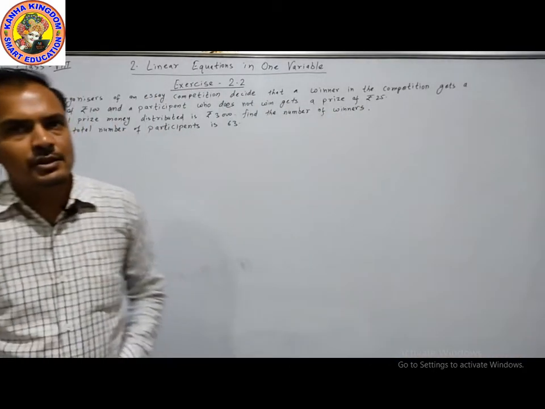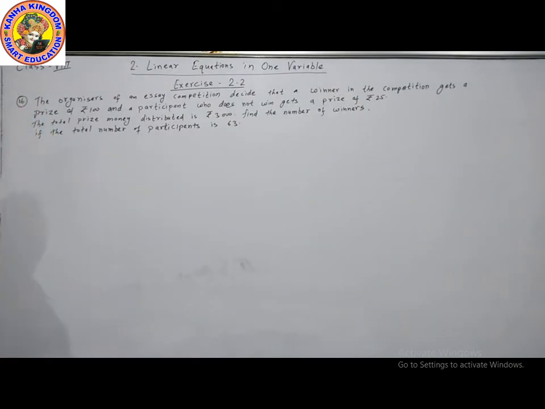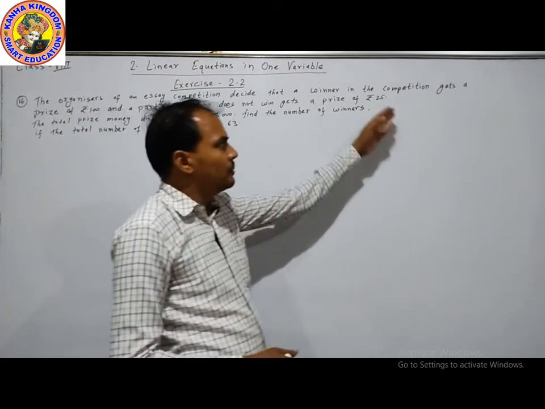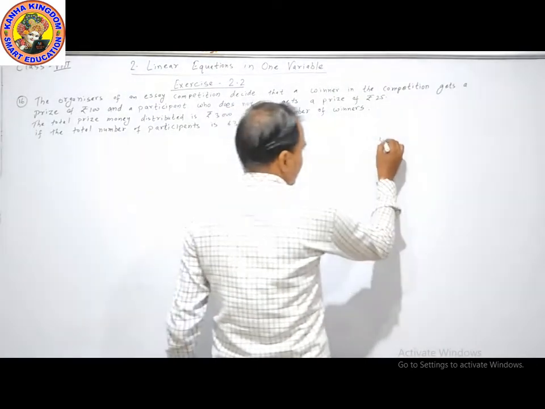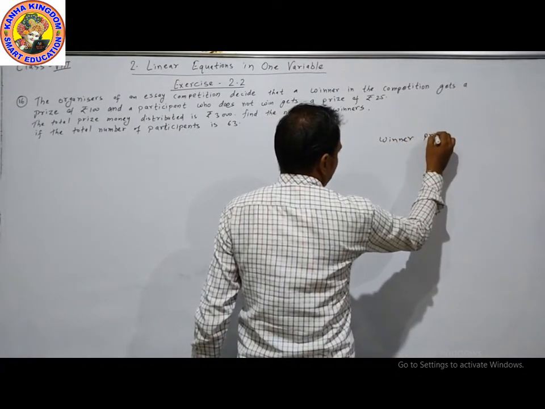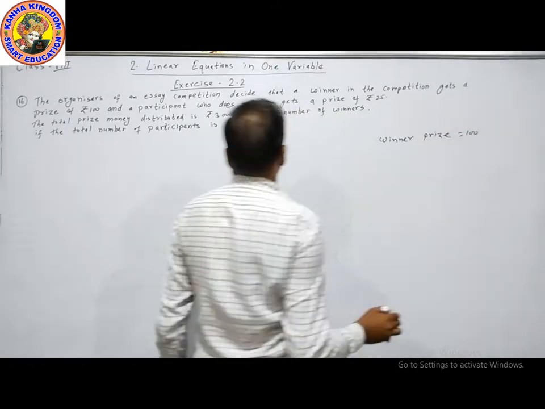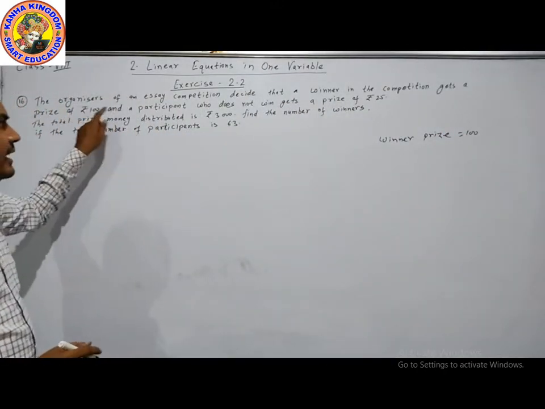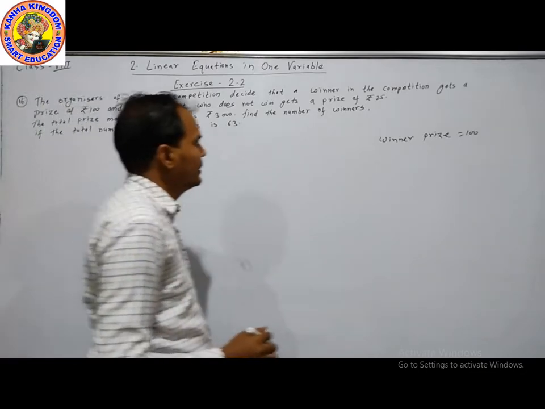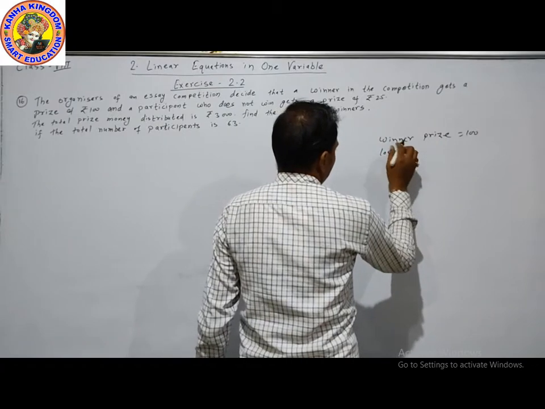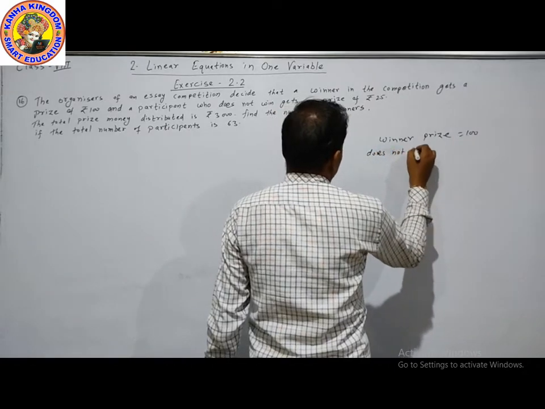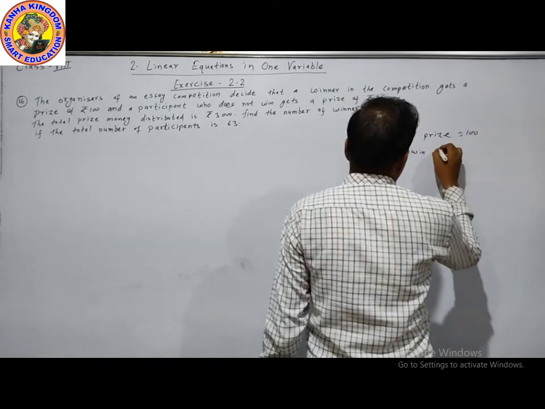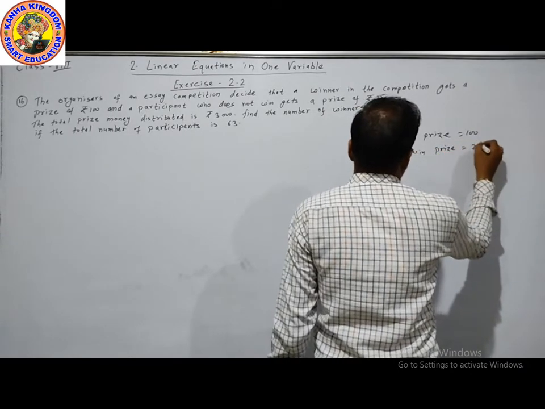So students, our next question is question number 16. The organizers of an essay competition decide that the winner of the competition gets a prize of 100 rupees, and the participant who does not win, means loses, gets a prize of 25 rupees.